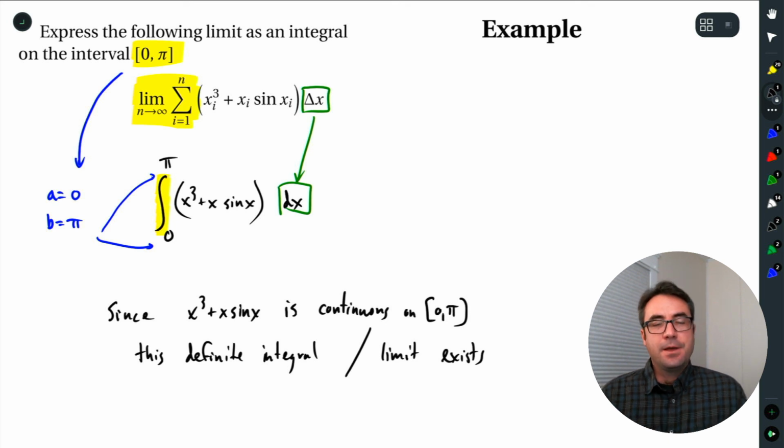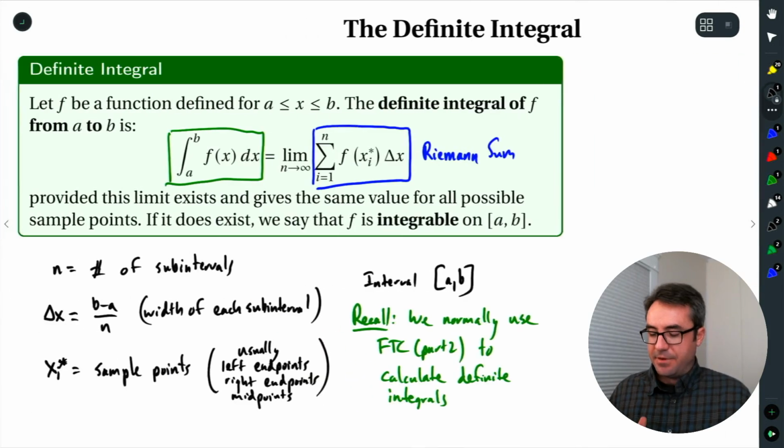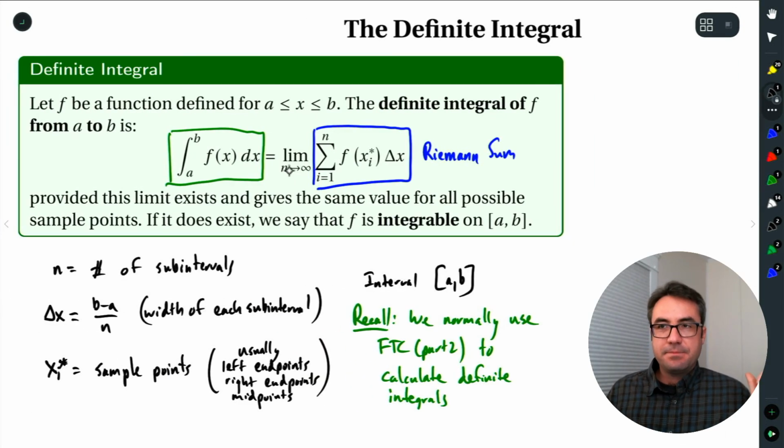All right, so in the next example, we're going to calculate a Riemann sum. Going back to the definition, it's difficult to calculate the limit as n goes to infinity for these Riemann sums. But to just calculate an individual Riemann sum, that's not too bad. So we're going to see that in the next example. So we'll see you there.